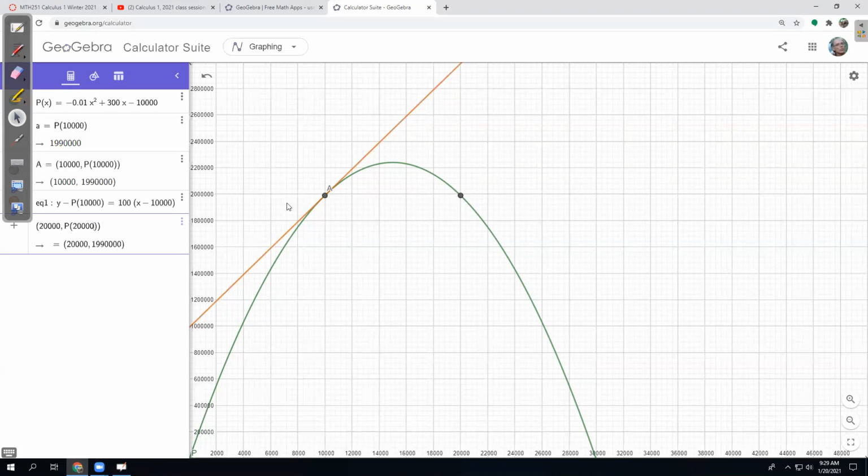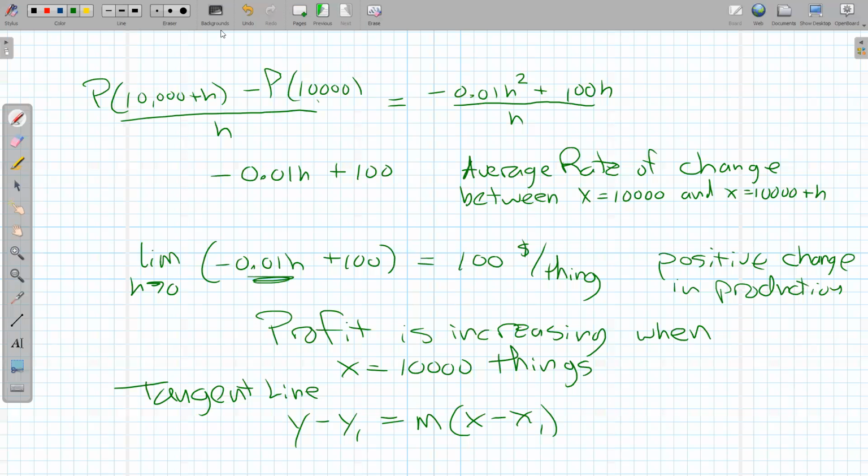Now we're still profitable, right? We're still making almost $2 million a year on those 20,000 things, but our profit is decreasing at that point right there if we change production. So increasing change in profit, decreasing change in profit. And often in economics, that's called marginal profit. All right, that was exciting.